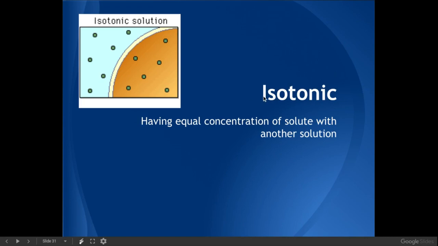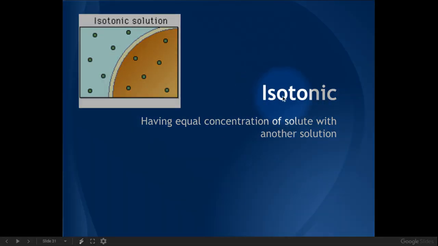Lastly, we have isotonic. Isotonic is equal. We have an equal number of solutes in the solution as we do in the cell. So it's equal on both sides.